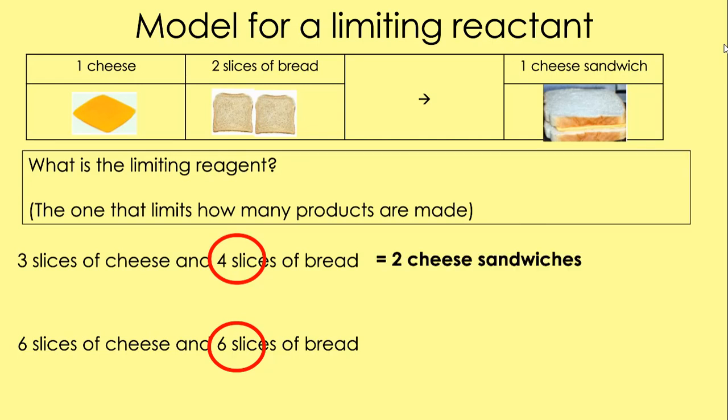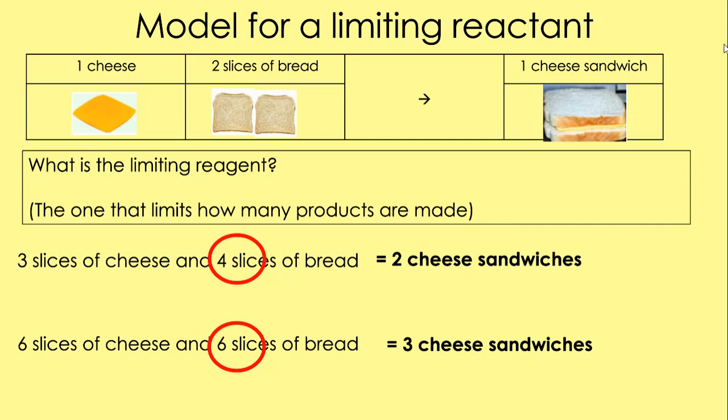So, as I said, 4 slices of bread is going to make me 2 cheese sandwiches. 6 slices of bread, 6 divided by 2, is going to make me 3 cheese sandwiches. So we're looking at the ratio between the bread and the cheese sandwiches. If I've got 6 slices of bread, I need to divide that by 2 to work out how many cheese sandwiches I can make. So that's our model for it.